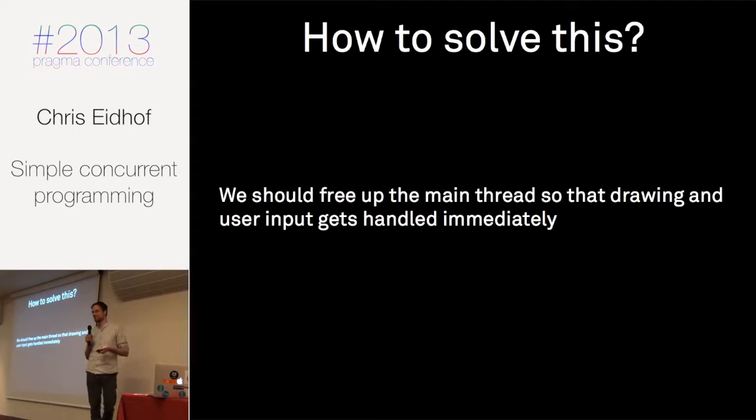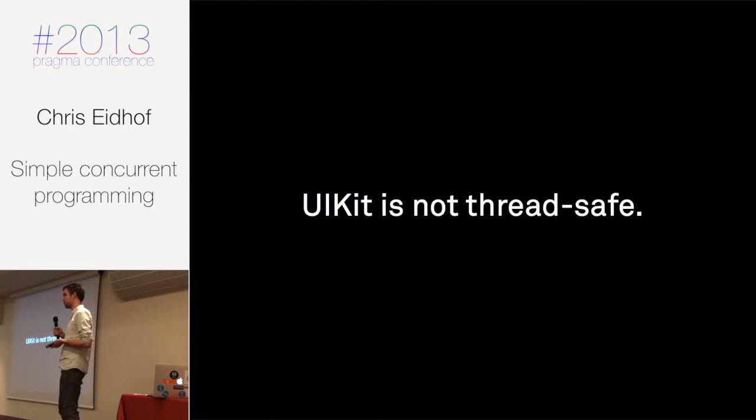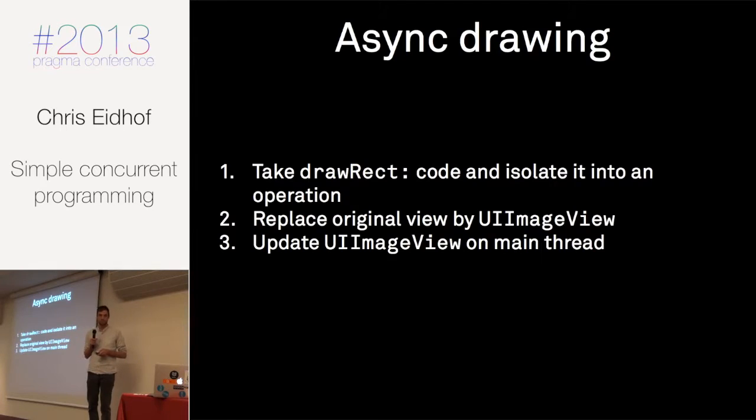However, there's of course a slight problem. UIKit is not thread safe. And there are very good reasons for that. UIKit only works on the main thread, and that makes it very fast. But if you want to do things in parallel, it makes it a bit more problematic. The nice thing is that if you're drawing, if you're for example doing drawRect, you can do that in a different thread. So Core Graphics, you can use it on any thread you want as long as it's always the same thread. So what we're going to do is take this drawRect code and put it into its own operation.